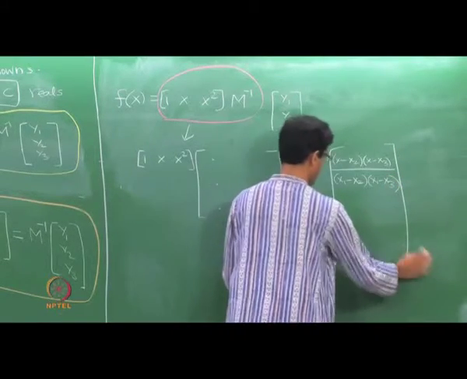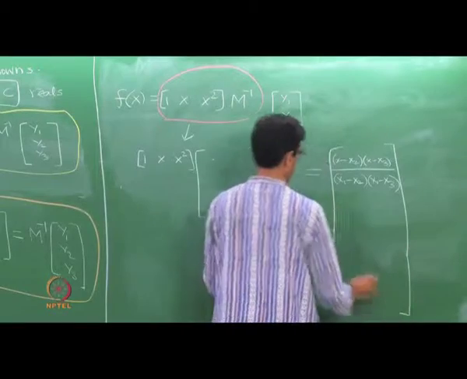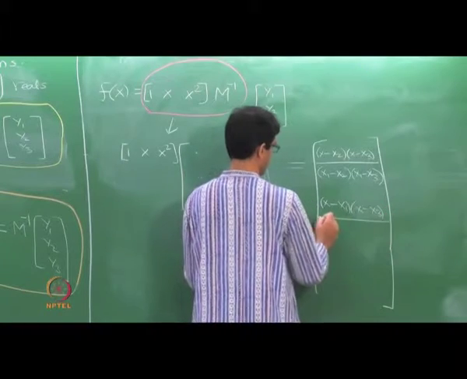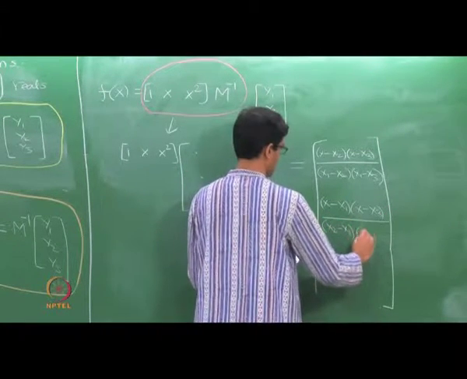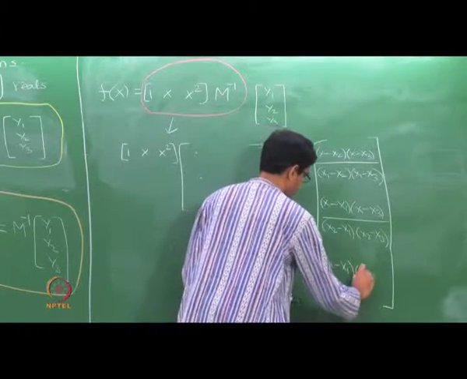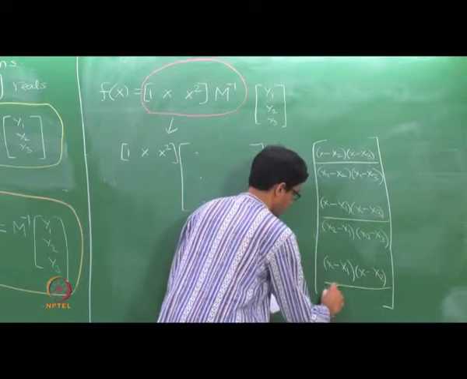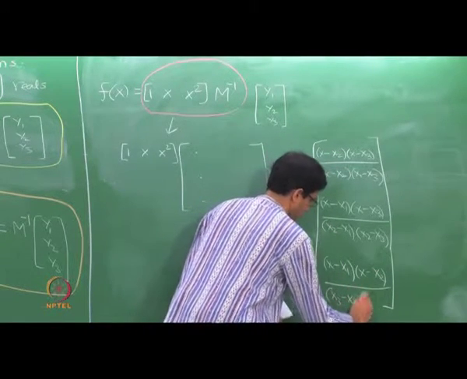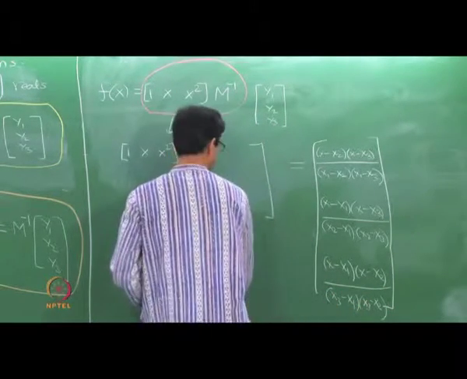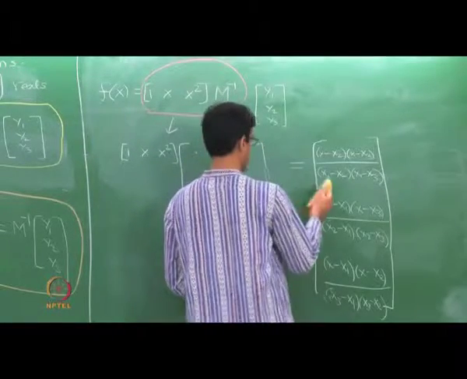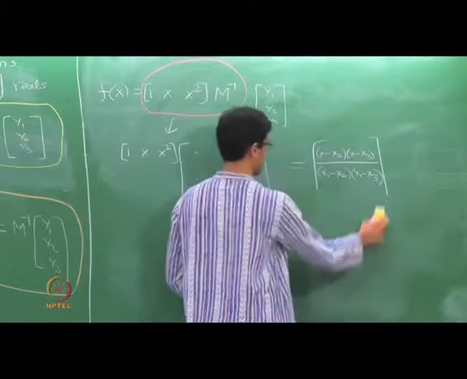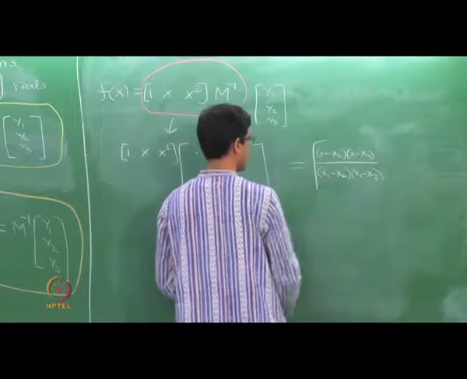And similarly, the other 2 entries are going to be x minus x1, x minus x3, over x2 minus x1, x2 minus x3. So I wrote them out, but this should have been a row vector rather than a column vector. These three things should have been written across a row. Let's just do that. So its first entry is this.